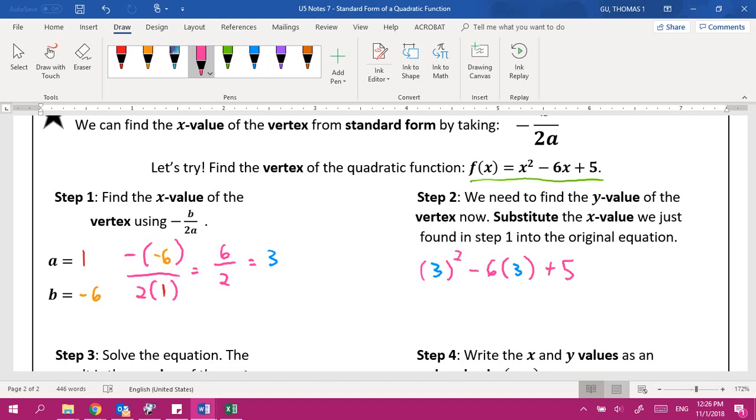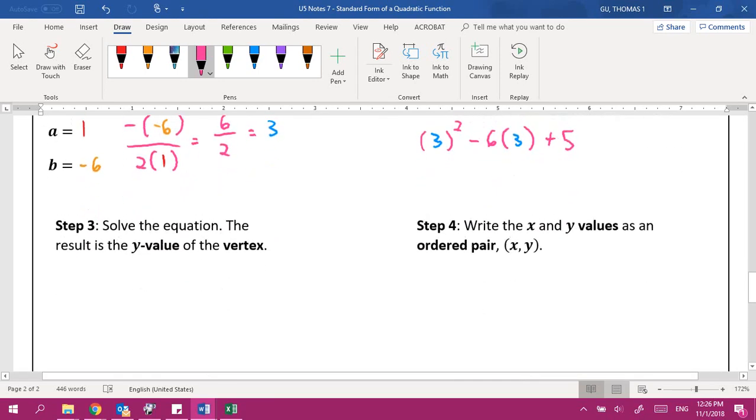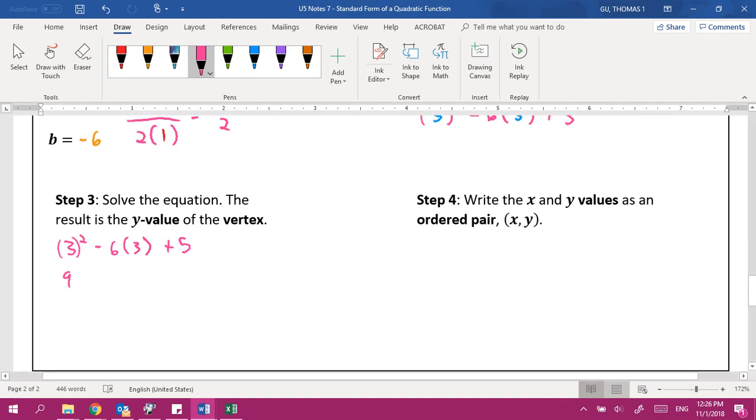Okay? And then in step 3, we're going to solve that equation. So we have now 3 squared minus 6 times 3 plus 5. What is 3 squared? 9. Then what is negative 6 times 3? Negative 18. So minus 18. And then plus 5. And then we solve that.